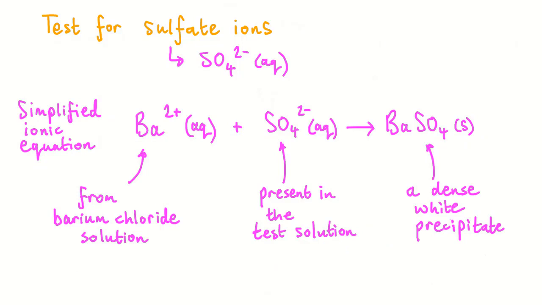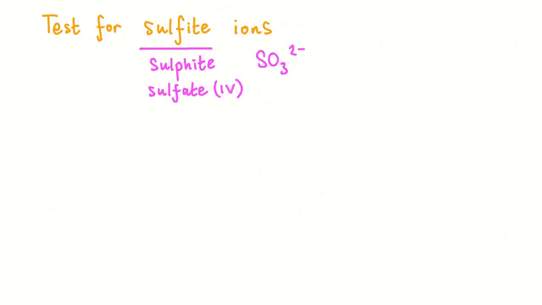The reaction occurring in this test is often represented by the simplified ionic equation, where spectator ions have been removed. Aqueous barium ions react with aqueous sulfate ions to produce barium sulfate, which is a white solid.